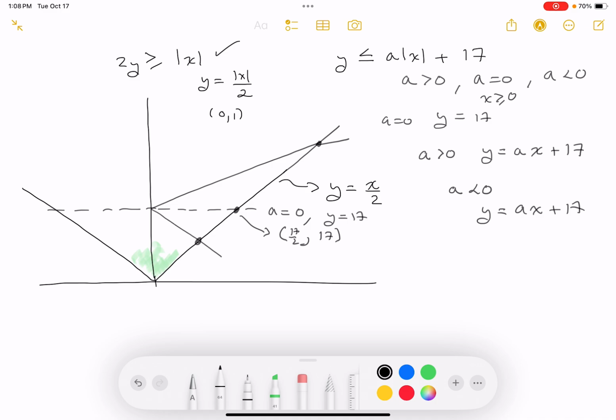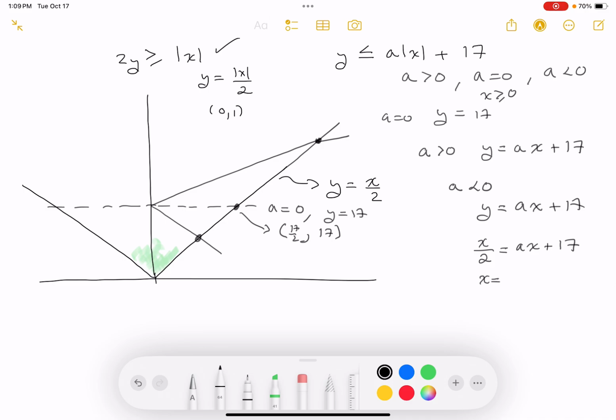So I've got these cases to consider, and I want to go through them separately. How do you do that? Well, I set them equal. And I'm only on the right half plane, by the way. I didn't draw the other one, but you could. It's easy to do that. I'm just looking at the part of the plane where x is greater than 0. So I'm going to write this down: x over 2 is equal to ax plus 17. I'm going to multiply both sides by 2 and get x equals 2ax plus, 2 times 17 is 34.